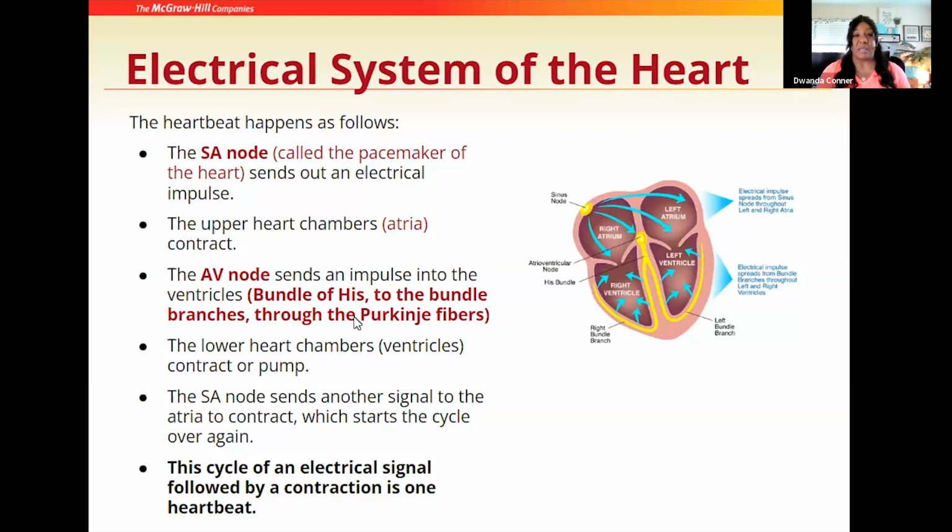Now with that, it's communicating with what's called the bundle of His, the bundle branches, as well as the Purkinje fibers. Now they all have the same signal. The cardiac conductivity has then moved to the bottom of the heart or the ventricles of the heart, and now the lower portion of the heart begins to contract or pump. So as this happens, it will continue over and over again. Every time that SA node sends out that first initial trigger, that is one cardiac cycle.